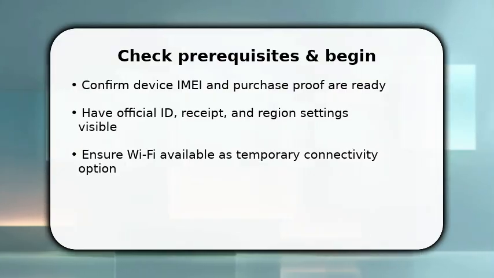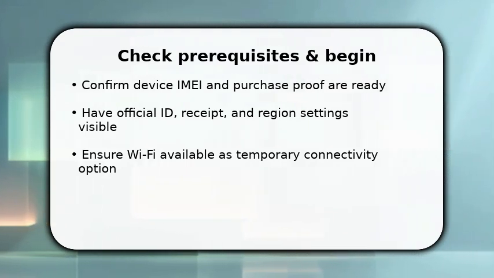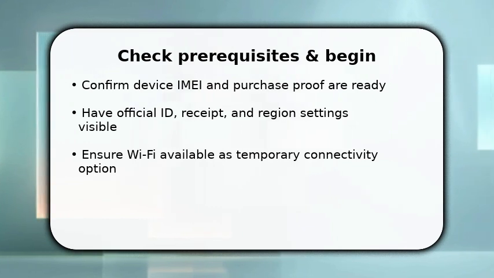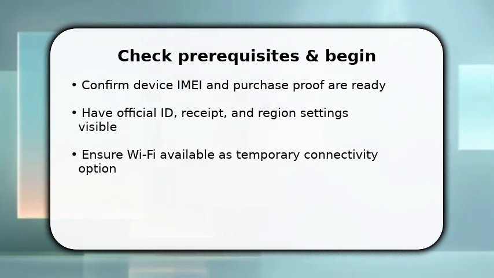You start by confirming the essentials: your iPhone's IMEI, proof of purchase, and valid ID. Once done, connect to a trusted Wi-Fi network so you can access registration portals or carrier support. Make sure the device settings show the correct region and system version. This avoids simple mismatches that block activation.